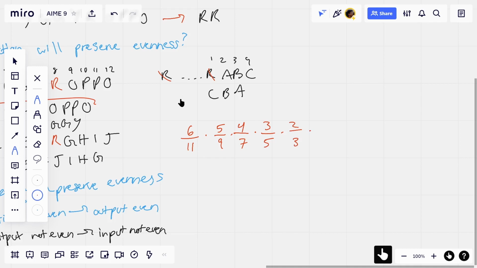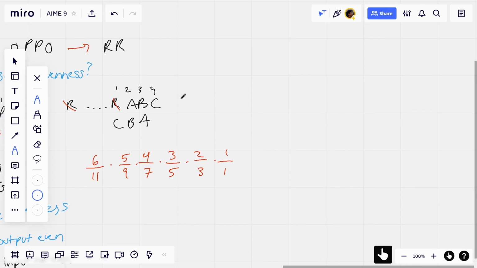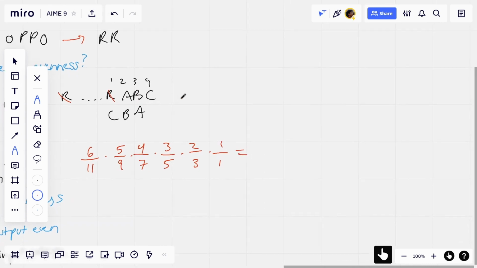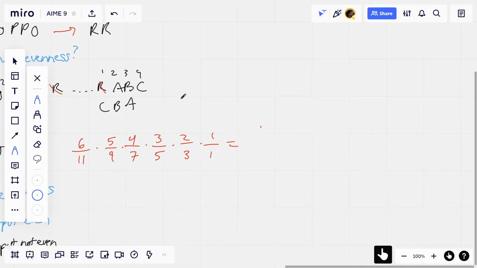And merely, if you think about it, 1 color is just going to be like R and R. There's only one position for the correctness, and that's just 1 over 1. And once you multiply these probabilities together, the answer is indeed 16 over 231, which gives us a total of 247.